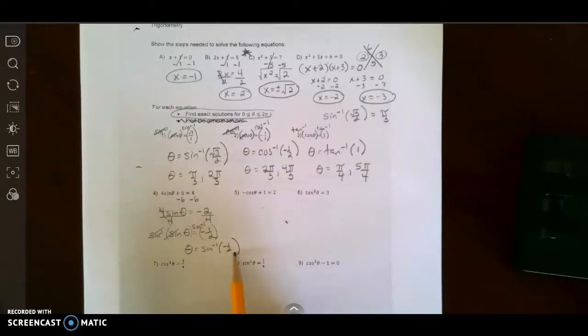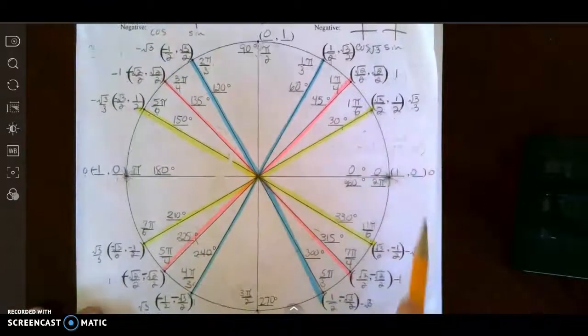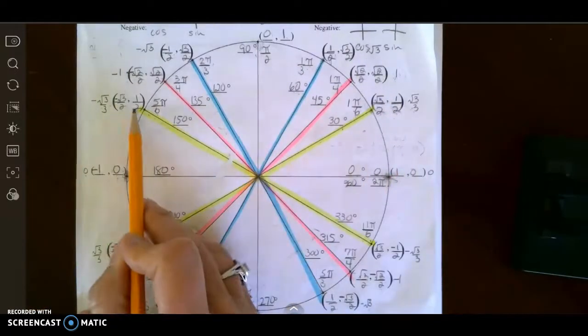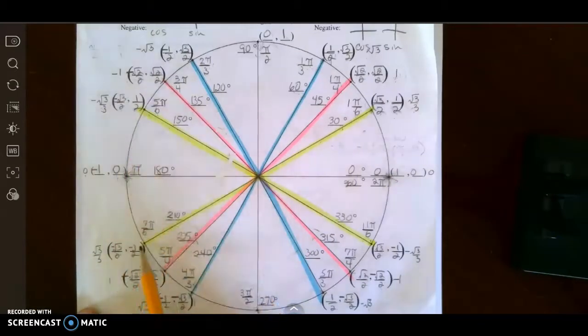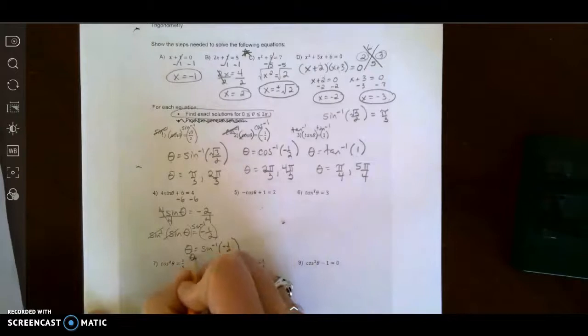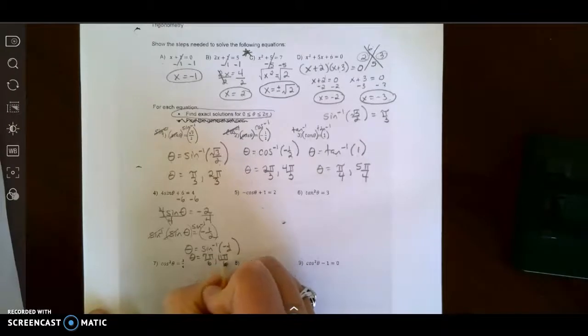Where on my unit circle is the y coordinate -1/2? Go to my unit circle. I see that it's +1/2 here on yellow, which means yellow is the color I'm going to want to stick with. It's +1/2 over here. Here it's -1/2, and here it's -1/2. So at 7 pi over 6 and 11 pi over 6. So theta equals 7 pi over 6 and 11 pi over 6.